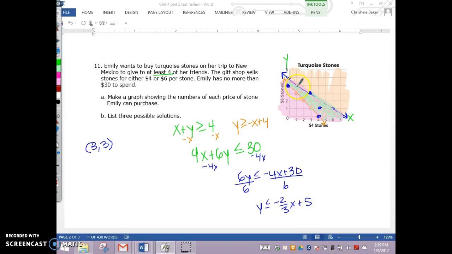See if 1, 5 works. Or no, that's 1, 4. Let's see, 1, 4. That's definitely enough. 4 times 1 is 4. 6 times 4 is 24. Yeah, that works. 0, 4 works. 4, 0 works. I think 2, 3 and 3, 2 both work. 3, 2 is right there, and 2, 3 is right there. So yes.